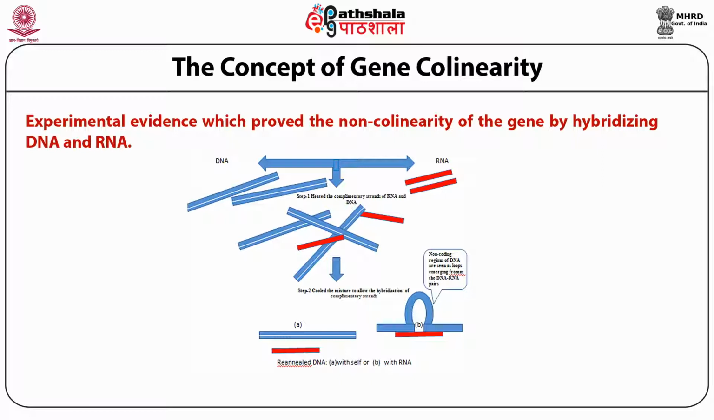Electron microscopic studies of the hybrids revealed that the size of DNA was much larger than that of the RNA. The results showed regions of DNA which were looping out from the DNA-RNA pairs, and they provided clear evidence that the size of DNA was much larger than that of the RNA. These looping out segments of DNA were later on identified as introns.